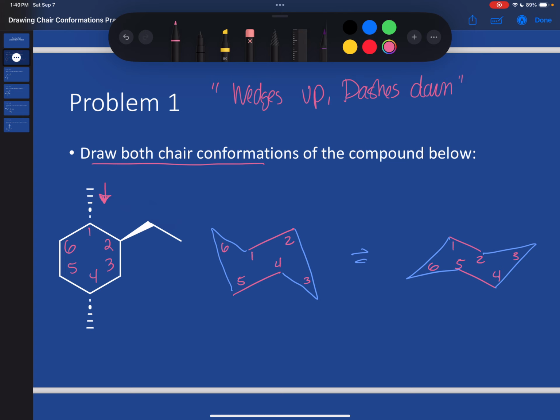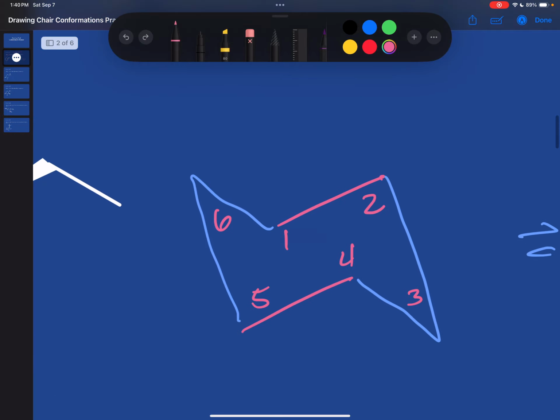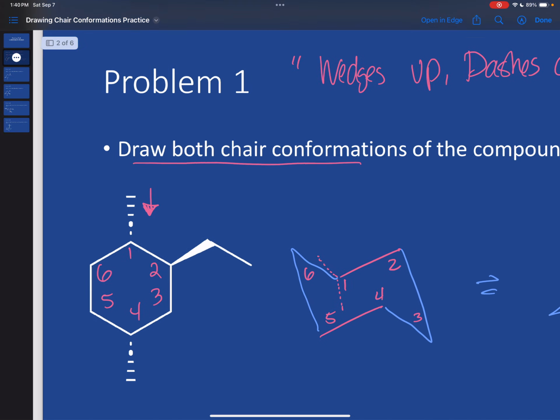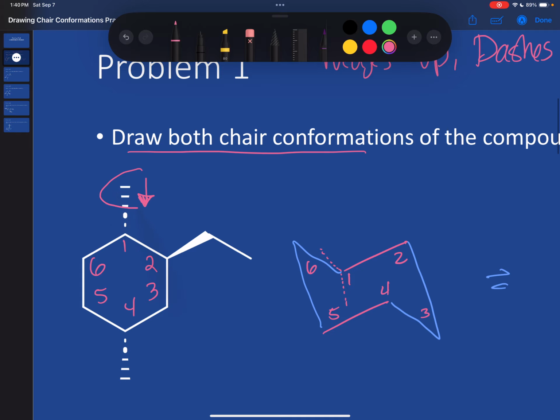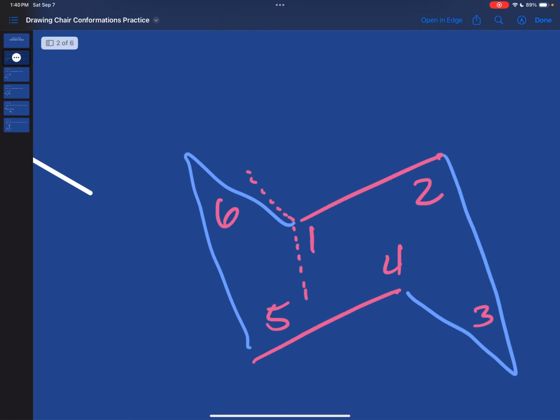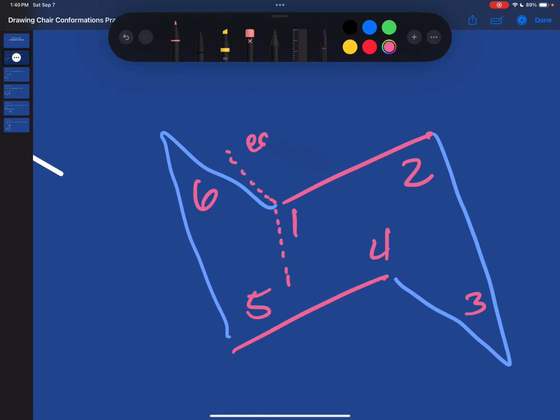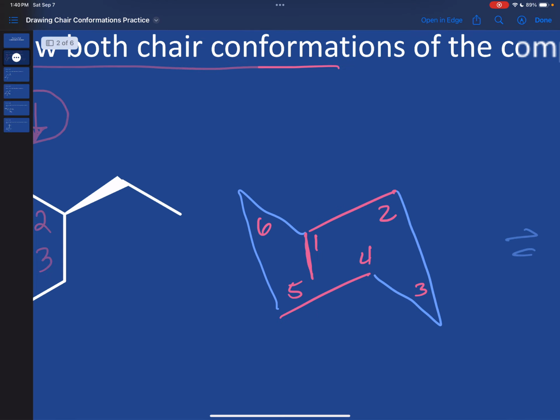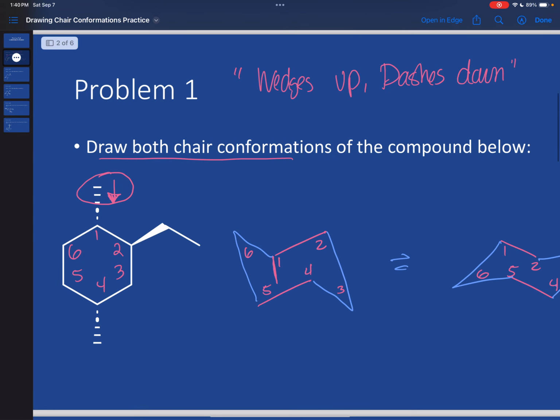Okay, so if I look at carbon 1 of my first chair, which is here, I have two positions. I have axial and I have my equatorial position. Since I just said that I need this methyl group to be in the down position, between these two, equatorial is up, whereas axial is down. So that means this methyl group needs to be axial, because that matches the direction that the dash is telling me to be in. All right, so that's the first substituent.